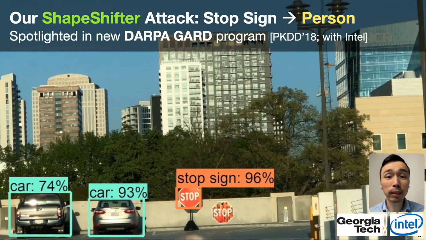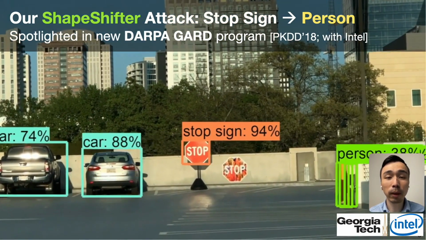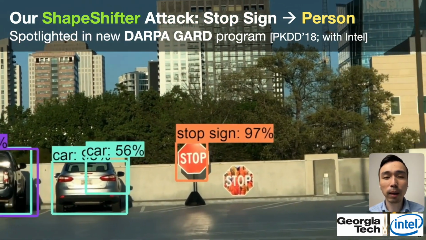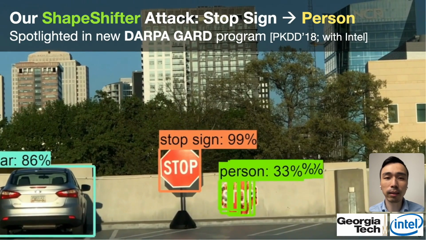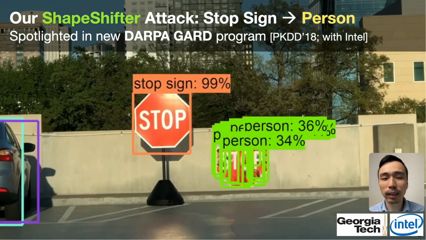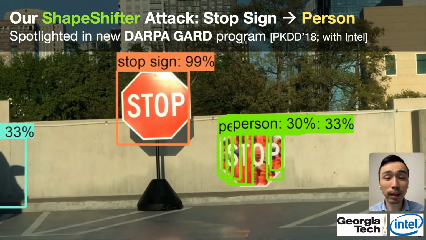For example, in our recent work with Intel, we developed the ShapeShifter technique, where we can fool a state-of-the-art object detector into misrecognizing a fake stop sign as pretty much anything that we want. For example, in this video, you'll see that the fake stop sign gets misrecognized as a whole bunch of people.